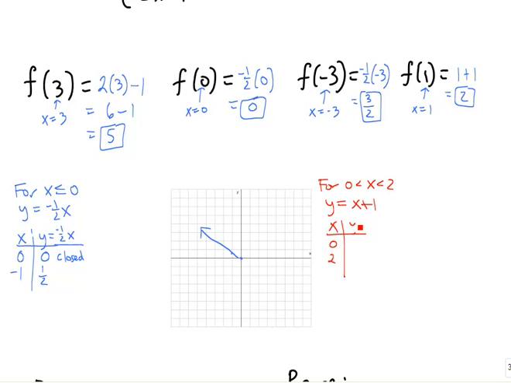So if we plug in 0 into our rule x plus 1, 0 plus 1 would be 1, 2 plus 1 would be 3, and notice in my inequality there's no equal bars here. So both of these endpoints need to be open. So 0, 1, open circle, 2, 3, open circle, and we're only supposed to be graphing this line starting at 0 and stopping at 2. So we just get kind of a little line segment right there. And that's our middle rule. That's the middle portion of our graph.